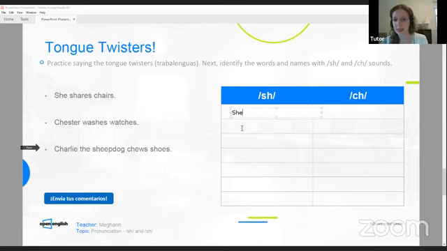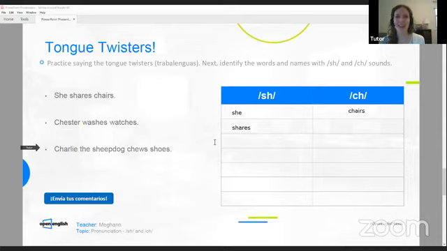We see that she has an SH sound. She. And we know that shares has an SH sound. Shares. Chairs has a CH sound. Chairs. She shares chairs. What about number two? Chester washes watches. Jenica says it sounds the same for me. It is okay, Jenica. We will practice together. Abraham says it's confusing, but I got it.